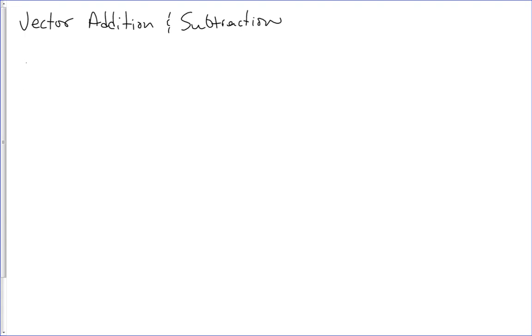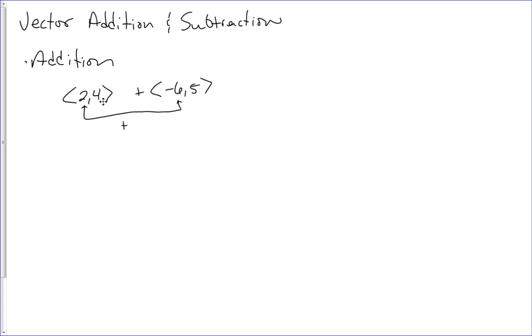Alright, so vector addition is fairly straightforward. If we wanted to add the vector 2, 4 to the vector negative 6, 5, all you're going to do is add the x's, and then you're going to add the y's. That's it. So 2 plus negative 6, or 2 minus 6, will give you the new a term, and then 4 plus 5 will give you the new b term. So this comes out to negative 4, 9.